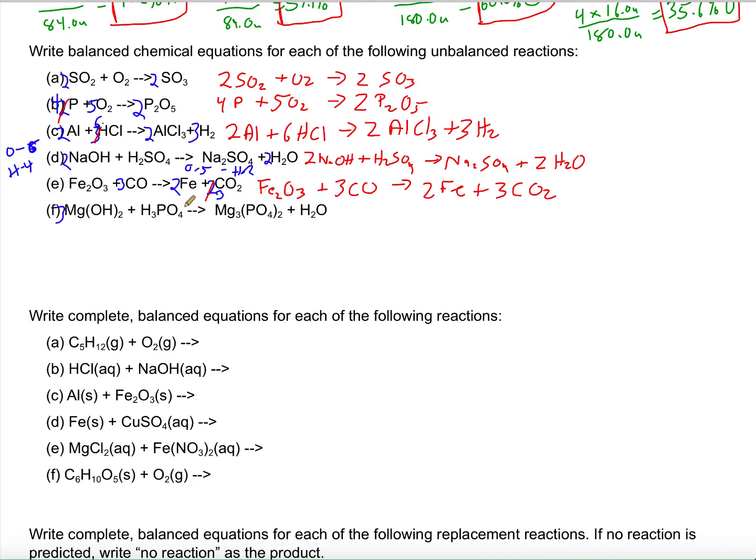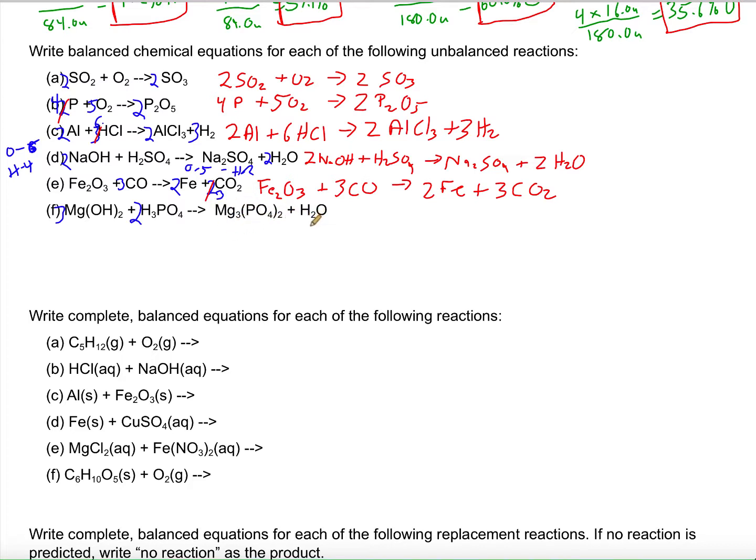PO4, we can actually look at that individually. Instead of looking just at phosphorus and just at oxygen, we can consider PO4 as 1. We have 1 PO4 on this side and we have 2 on this side. So a good bet is to put a 2 in front of that, giving us 2 PO4s there. And let's see what that does for everything else. That magnesium is still good and the PO4s are still good. So this is all great.